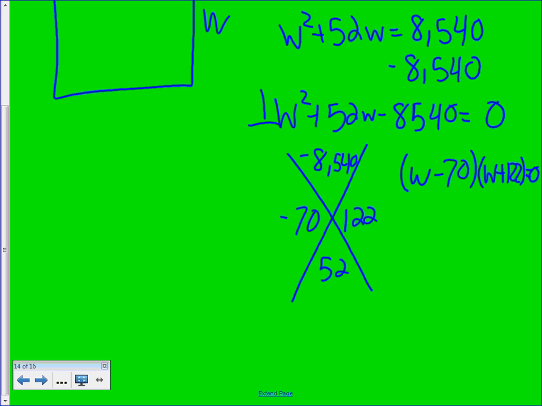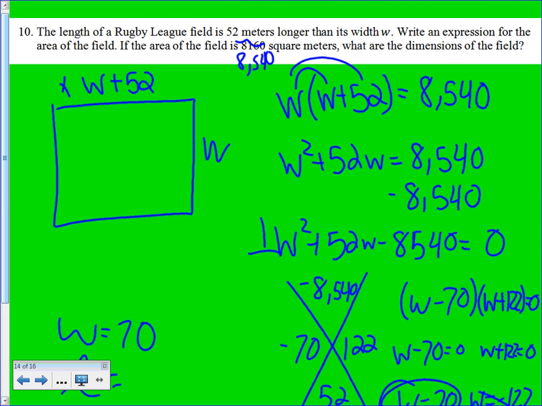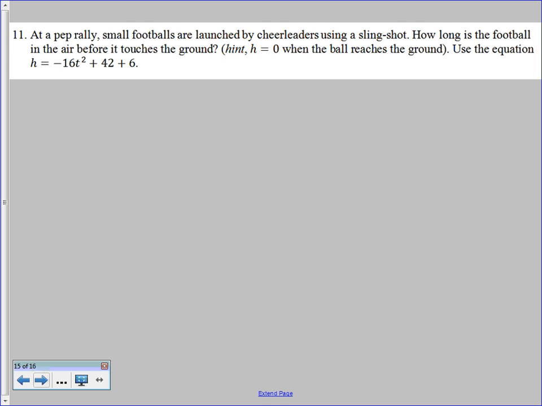Some of you look at this and you're like, well, it's 70 and negative 122. If you can see that, great. Otherwise, go through and solve the equations. So we get that W is equal to 70 and W is equal to negative 122. Well, one of these has to be completely thrown out because you can't have negative distance. So negative 122 really doesn't make any sense. So we need to take this. Our width is 70. I'm going to leave it to you to figure out the length. So pause the video, tell me what the length is. Here's a hint.